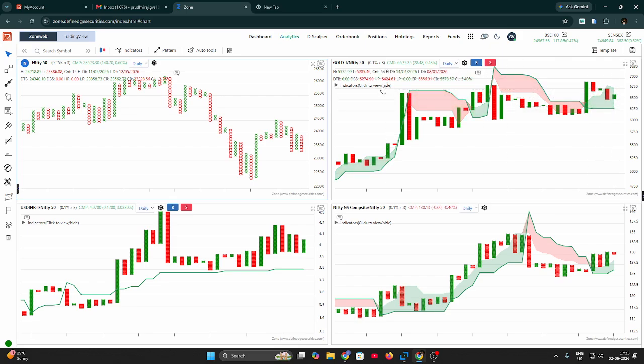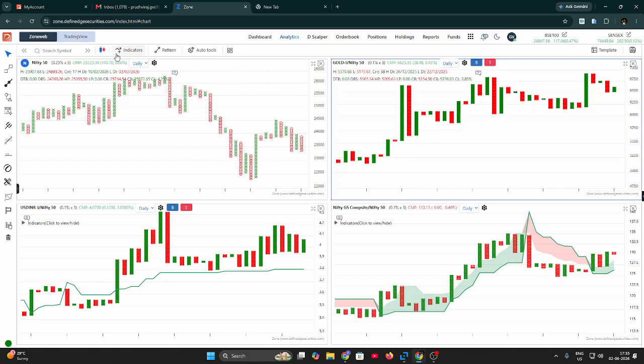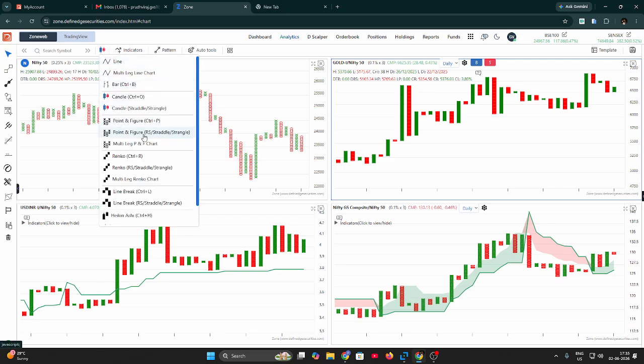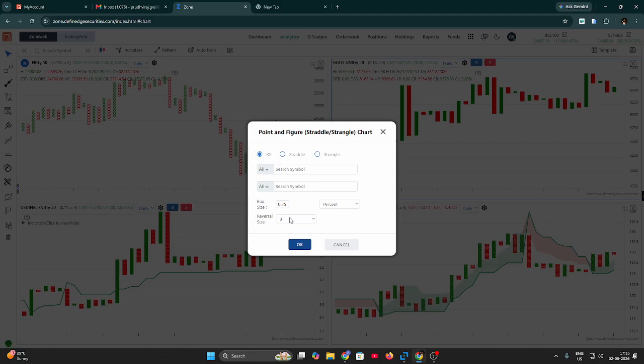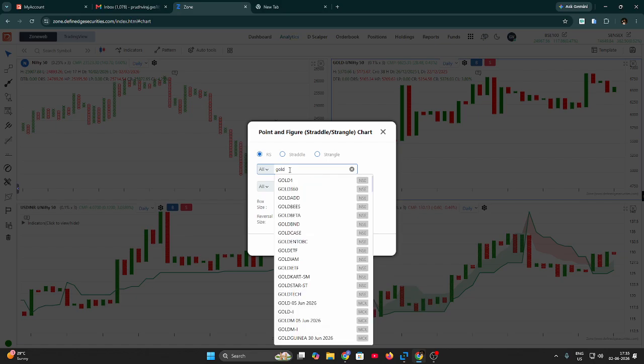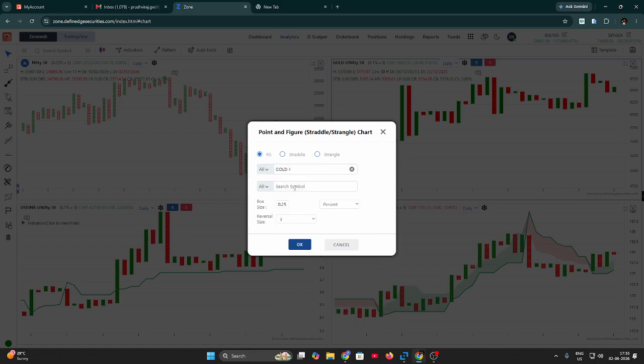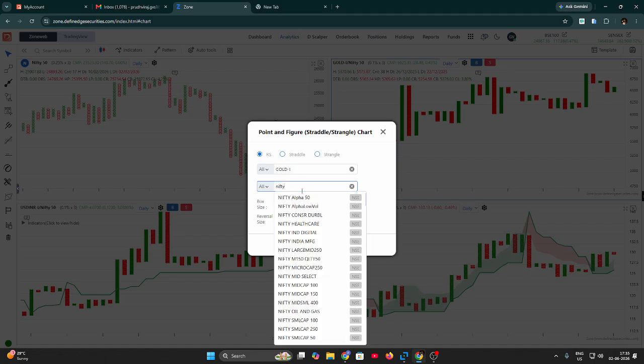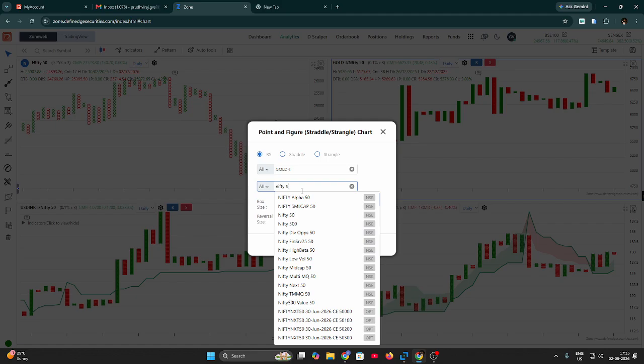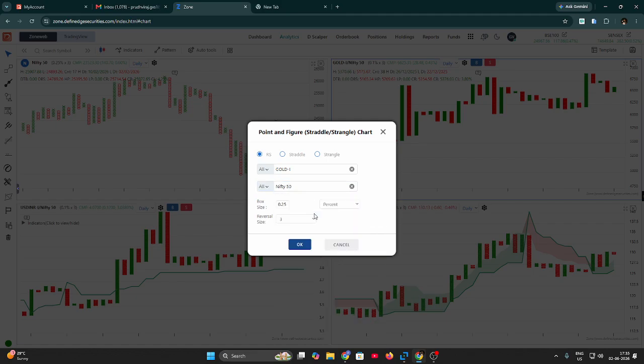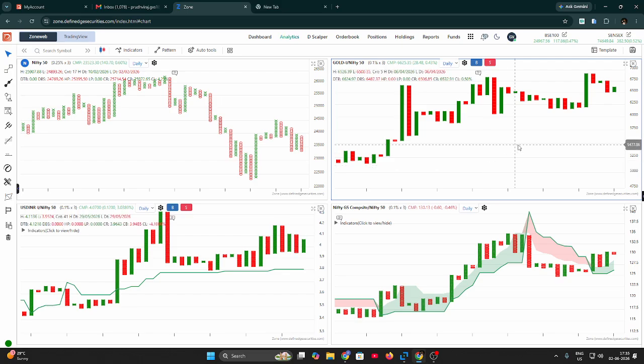How do we come to this chart? This chart is again simple. We have to go here. What do we call this chart? RS, the relative strength of one against the other. What did we say? We said gold versus Nifty 50. What is very important in point and figure is the box size. We are using 0.1. So this is the chart that comes.